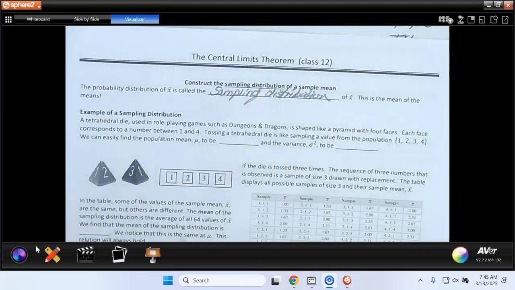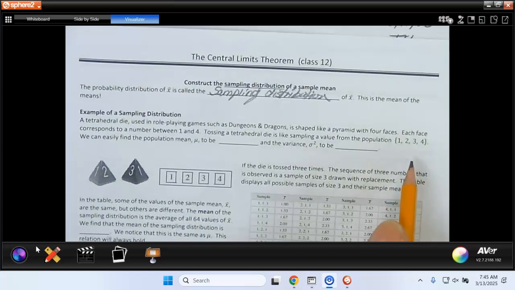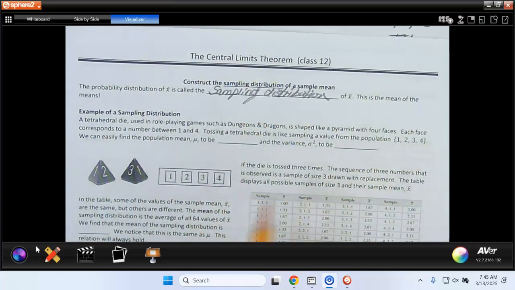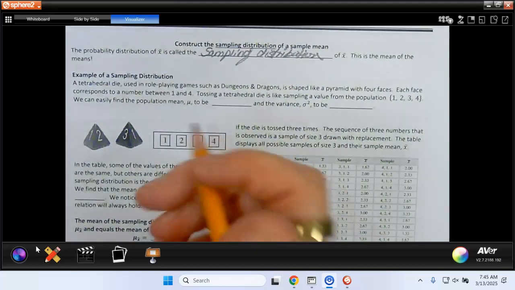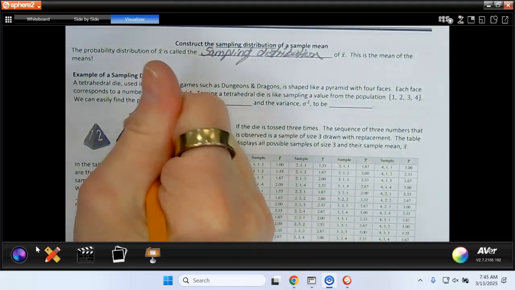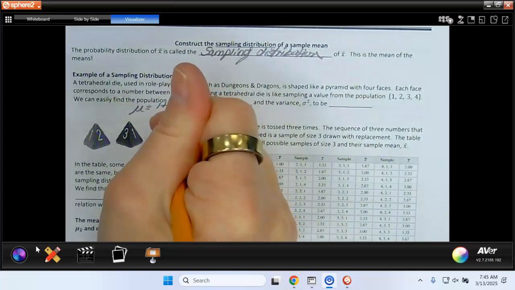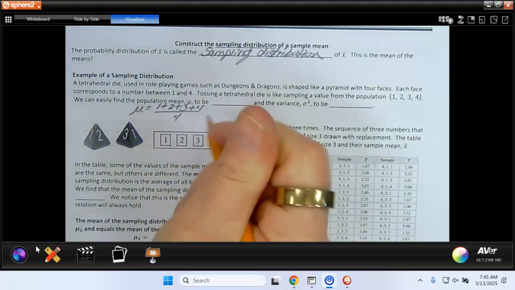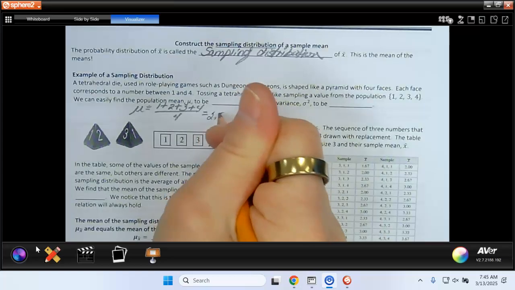Okay, so this is talking about this tetrahedral die that has 4 sides on it, and they ask you to find the mean of this sample space. These are your outcomes from one roll: 1, 2, 3, or 4. If you're calculating the mean, you would add those up and divide by 4, right? Which gives you 2.5.